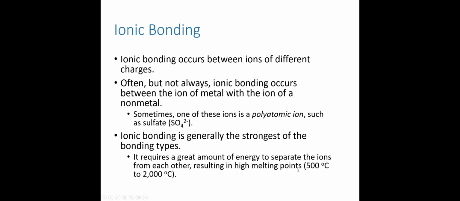So, for example, ice. We know that ice melts at 0 degrees Celsius. That's a fairly low melting point, although compared to other substances it's actually quite high. But compare this to melting points of ionic compounds. Ionic compounds tend to be much more in the range of 500 degrees Celsius all the way up to 2000 degrees Celsius, although that high is very uncommon. So they are the strongest of the types of bonding.